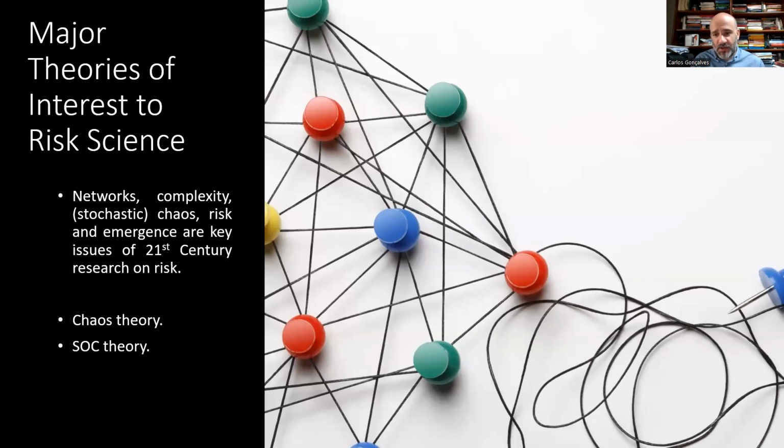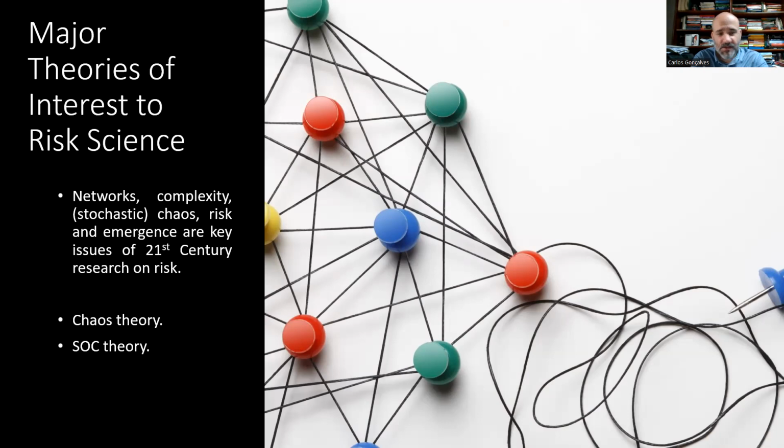So, major theories of interest to risk science. There are several. We are dealing here with an interdisciplinary field that draws upon cybernetics and the complexity paradigm, working with methodologies coming from those areas, and in particular with networks, complexity, chaos, deterministic chaos, and stochastic chaos. And stochastic chaos is a growth within chaos theory, involving not only randomness generated by the system's own dynamics, we'll be seeing that in a moment, but also incorporating external shocks. So this can also be called open chaos dynamics.